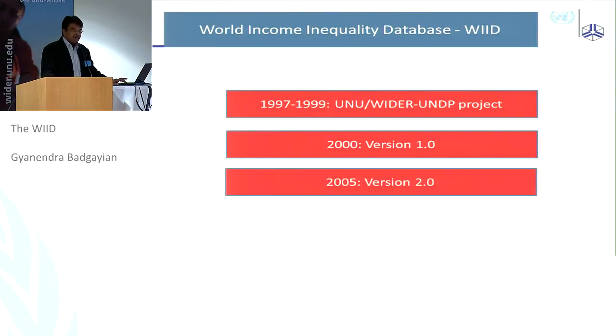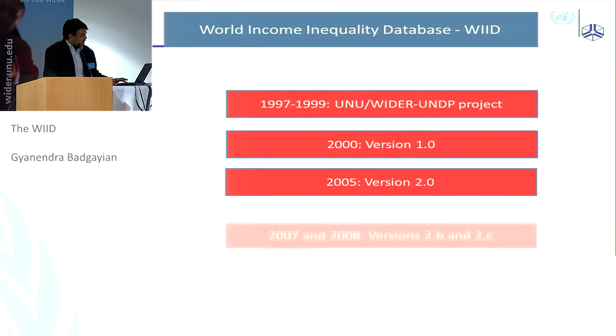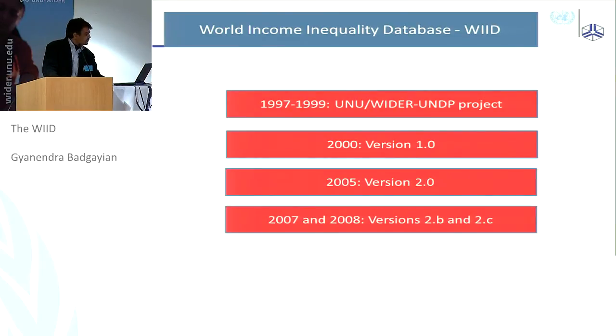And then in 2005, there was a major revision of this, and I'll talk a little bit about this later. After that, there were versions of it, but not major revisions: 2.B and 2.C. The version that is currently on the website of UNU-WIDER is 2.C. It's essentially the 2005 version, but updated up to 2008. So this obviously means that it is 2013, so there is a great urgency now to revise it further.